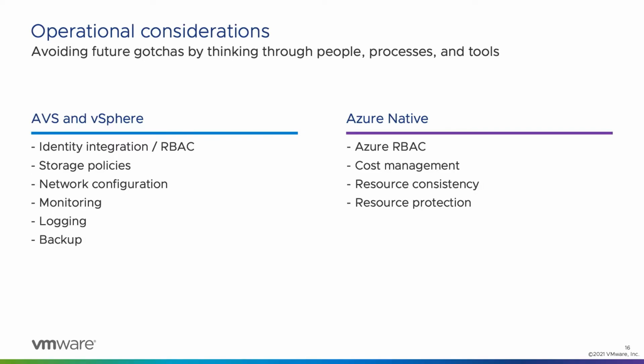Another thing to think about is, are your existing infrastructure management tools suitable for managing AVS resources? If you have a heavy Azure presence already and you're using native tools like Azure Monitor, Azure Security Center, Log Analytics, these all support AVS workloads as well. If you're using the vRealize products on-prem today, vRealize Operations, vRealize Network Insight, and vRealize Automation are all supported with AVS.